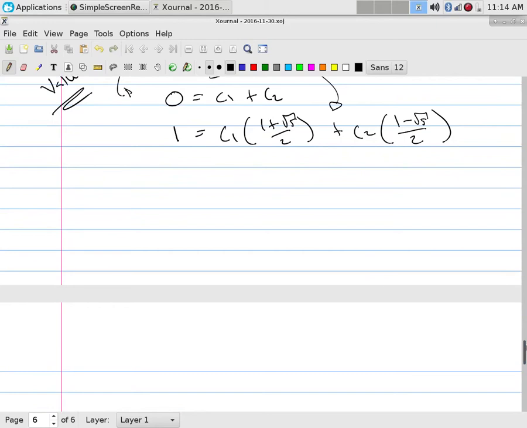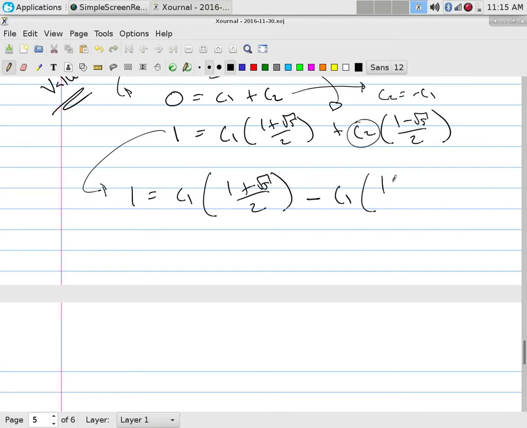Can you solve that? Boy, we're really kicking in some old school stuff. How about systems of equations? How do you solve systems of equations? Substitution? Elimination. This one's not too bad. From just looking at that, C1 is minus C2. Or if I did it the other way, C2 is minus C1. That means that this guy here becomes 1 is equal to C1 times (1 plus radical 5) all over 2 minus C1 times (1 minus radical 5) all over 2.